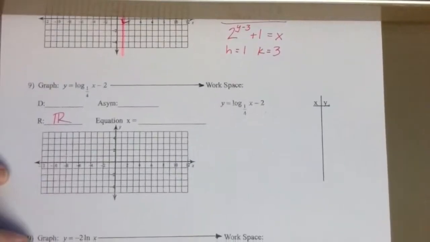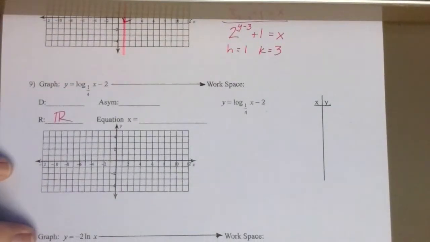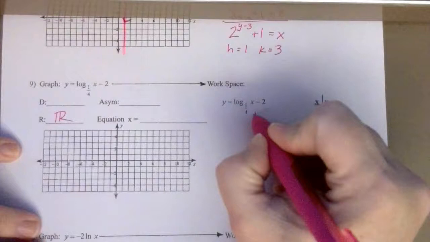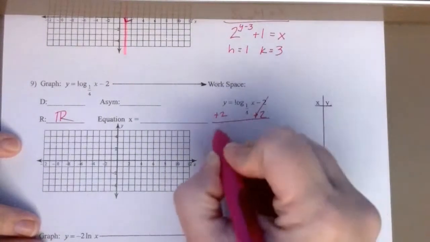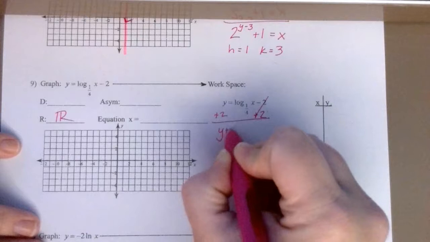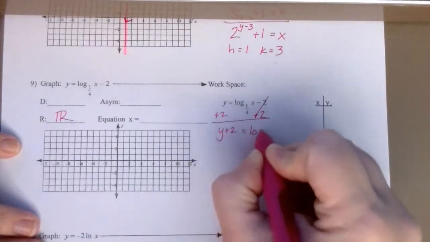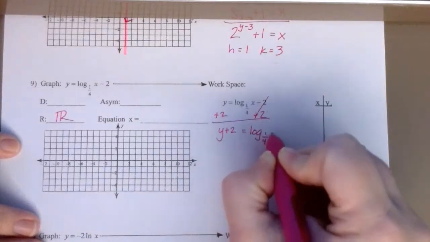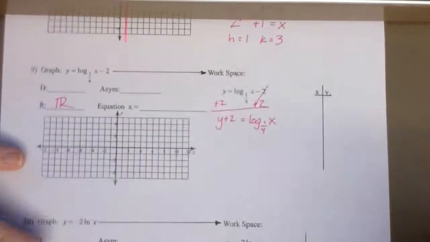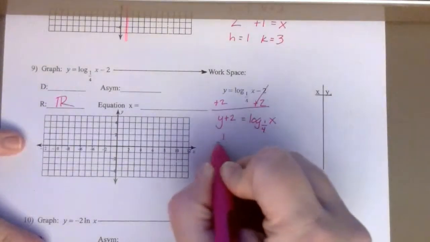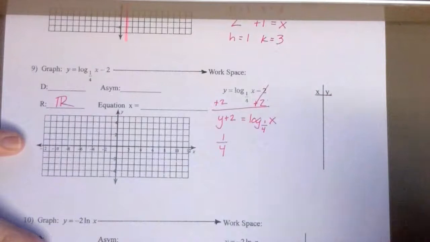Here we go. All right, what do I do first? Add 2. So, I'm doing this on the wrong side, aren't I? Trying to mess you up, aren't I? How cruel could I be? Well, let's try and do it backwards. What's my base? 1/4. What's my exponent?